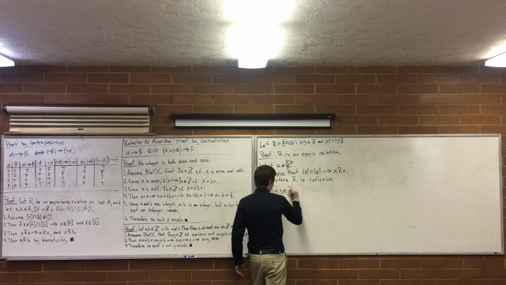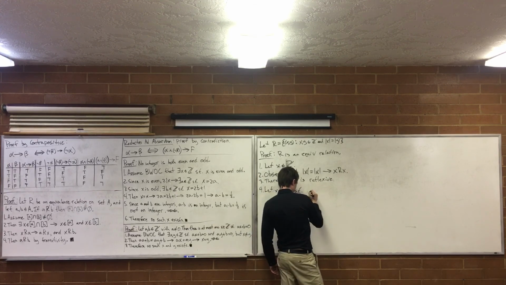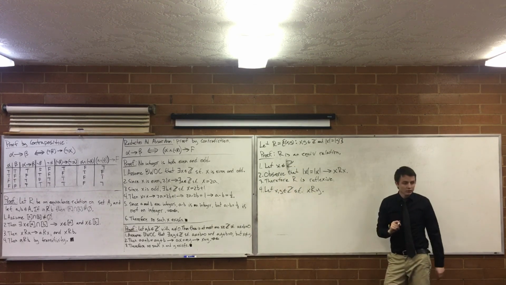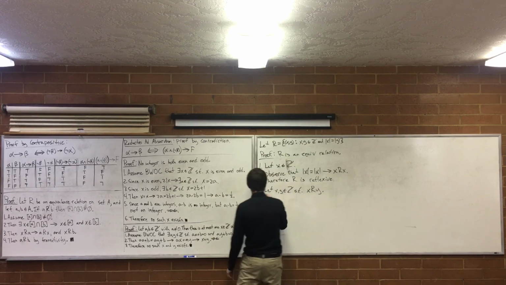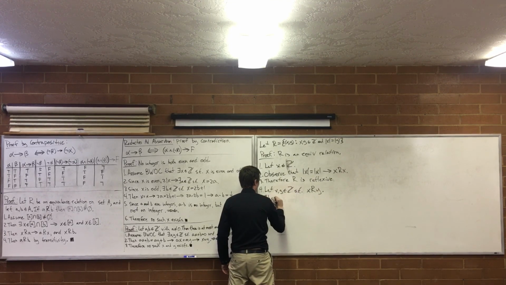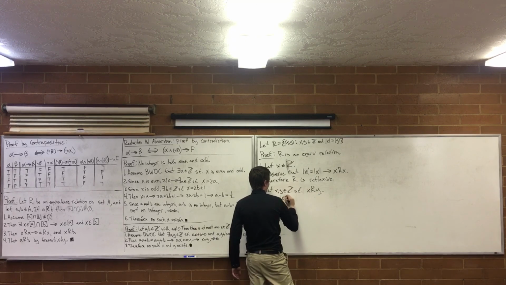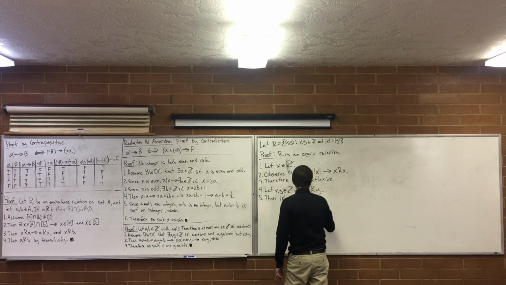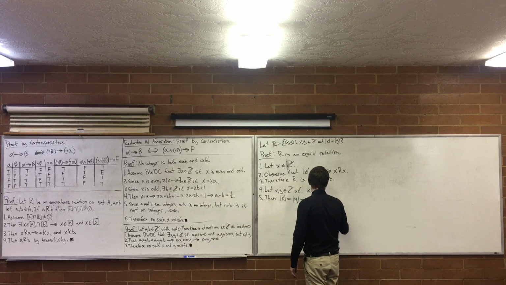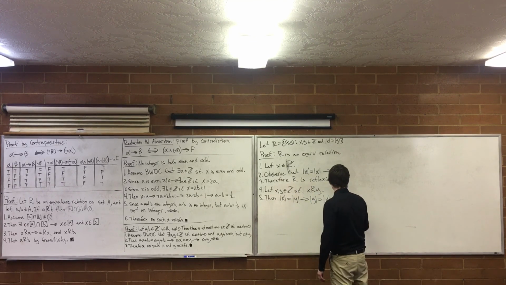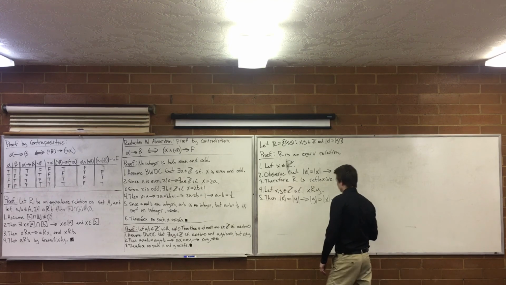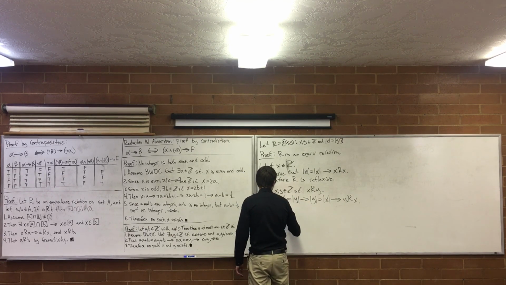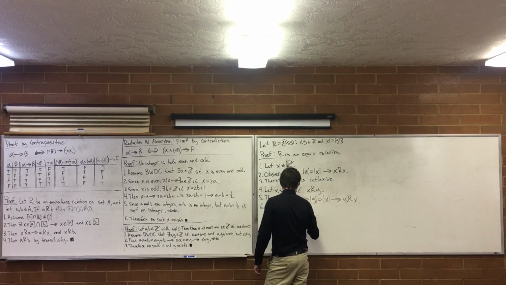Let x and y be integers such that x is related to y. Good? Then that means that the absolute value of x is equal to the absolute value of y, which gives us that the absolute value of y is equal to the absolute value of x, which gives us that y is related to x. Therefore, symmetric.